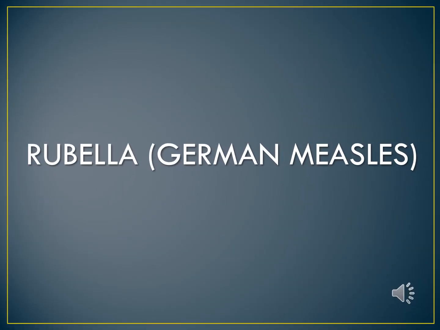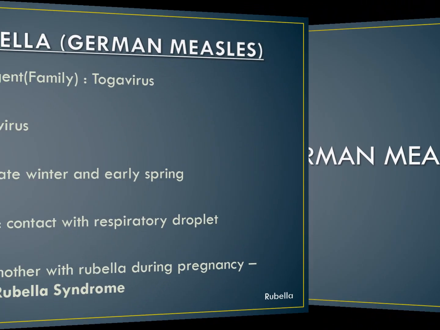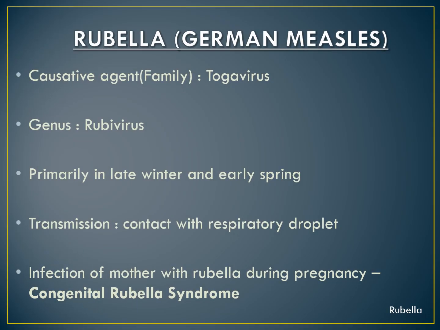Now I'll be explaining about rubella. Rubella is also known as German measles. Rubella is a mild illness caused by a virus in the family Togaviridae and genus Rubivirus. The greatest importance of this infection lies not in its effect on those who contract the acute illness, but in its capacity to induce birth defects in the developing fetus.